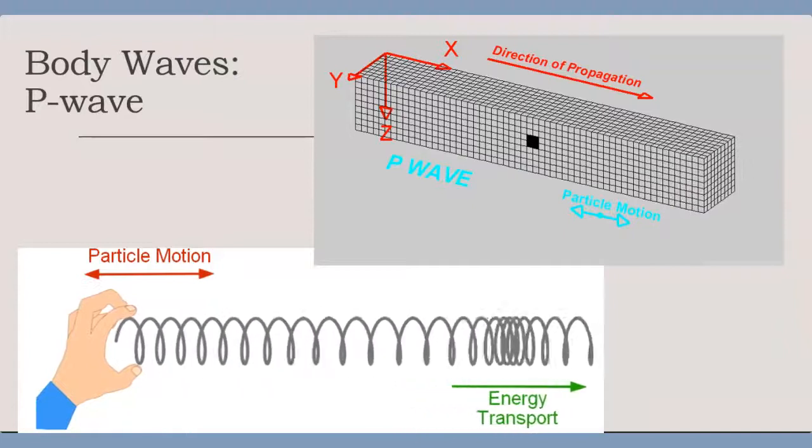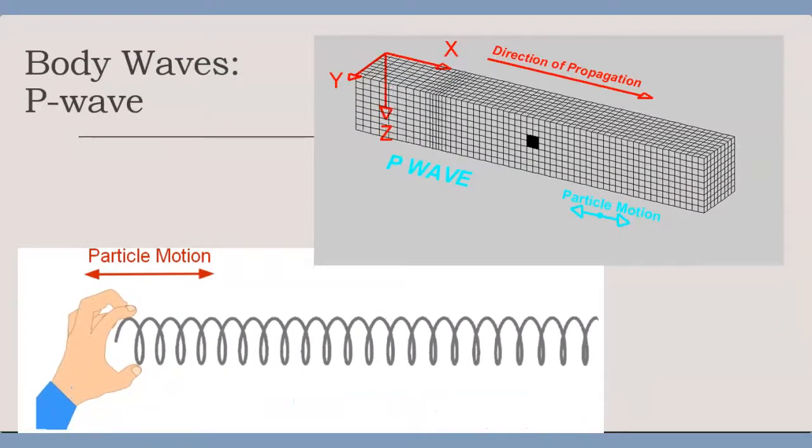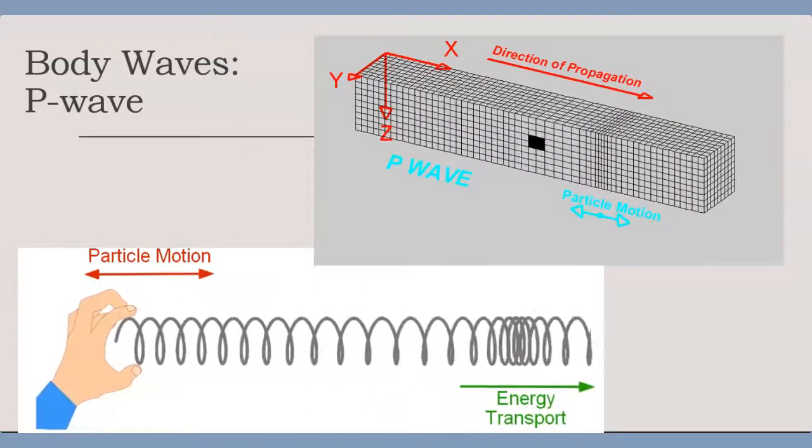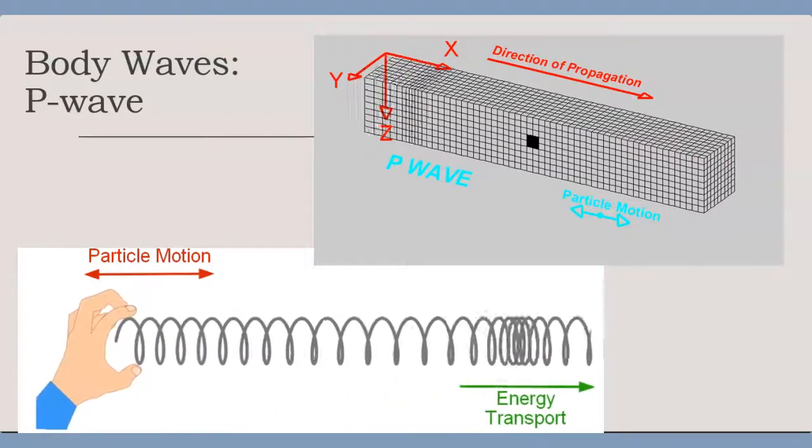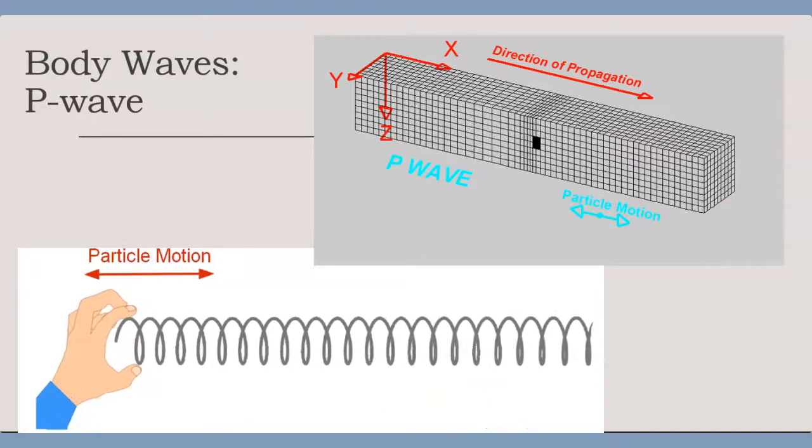Here is the motion of a P wave. It is the faster of the two body waves, and it arrives at a seismometer first. The P wave has a velocity of 5 to 8 kilometers per second in the crust of the Earth.